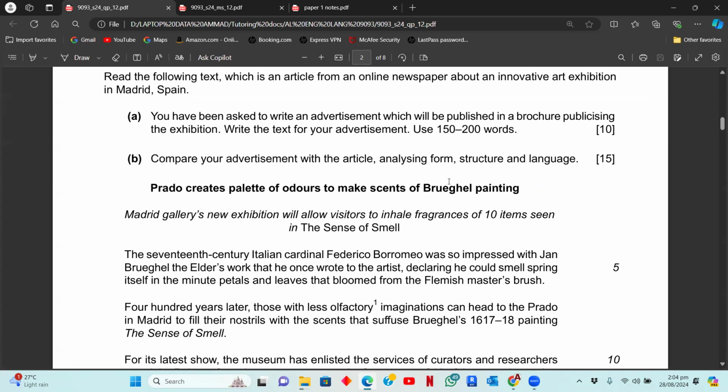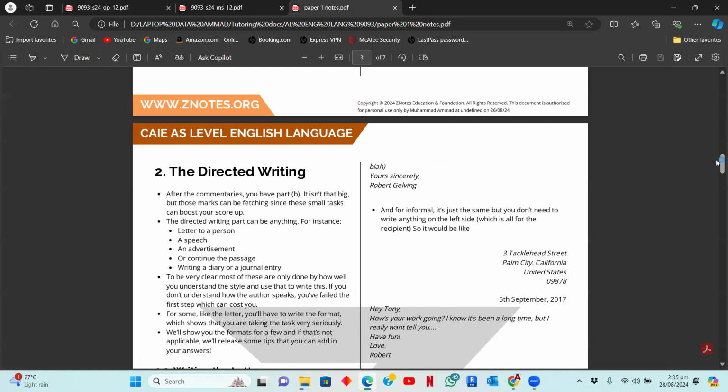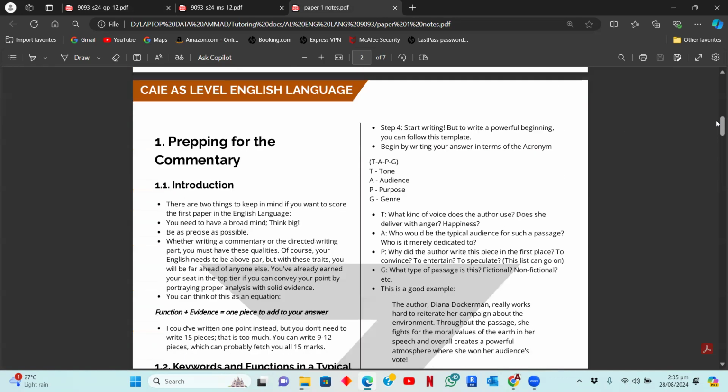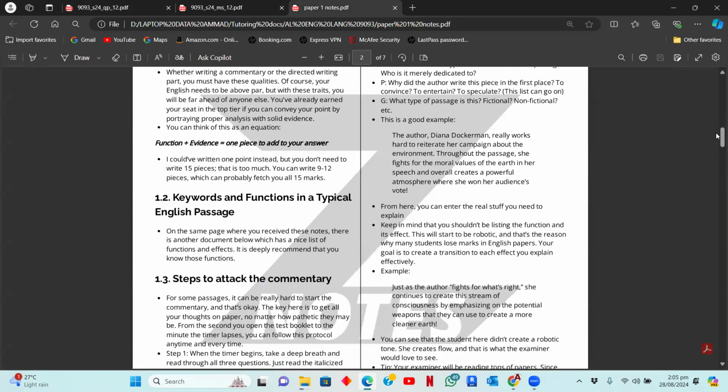But for analysis of form, language, and structure, you'll be making a comparative analysis of your work, your advertisement, with this article that you originally used to create your advertisement. I'm going to show you a few important techniques before we head on to this. There are these notes that we can take a look at to understand this writing part in a better way, and then we'll get onto the marking scheme as well.